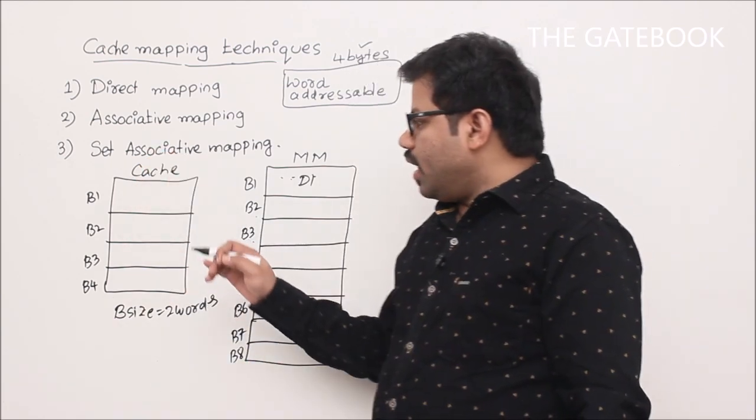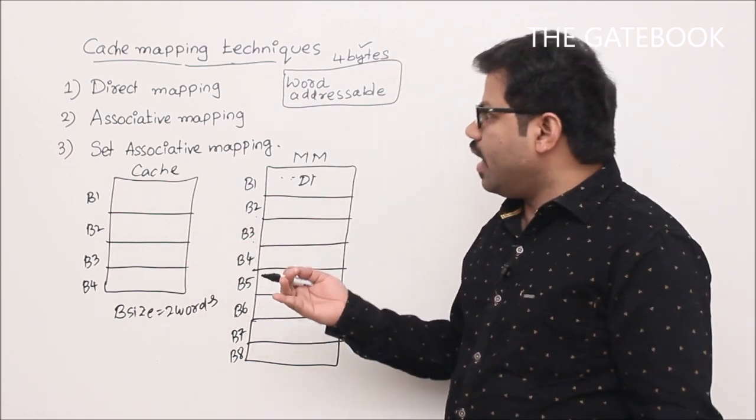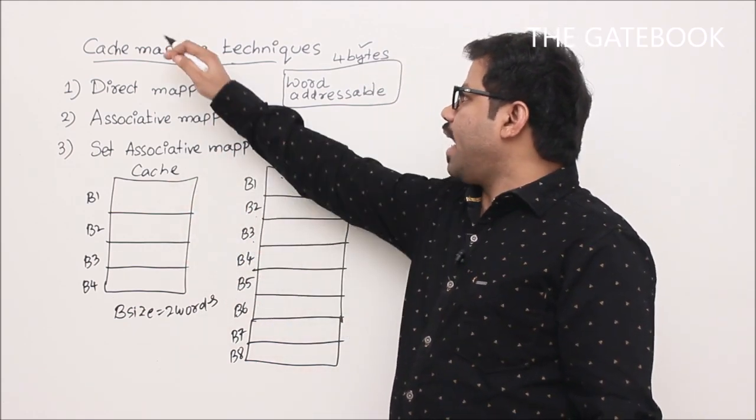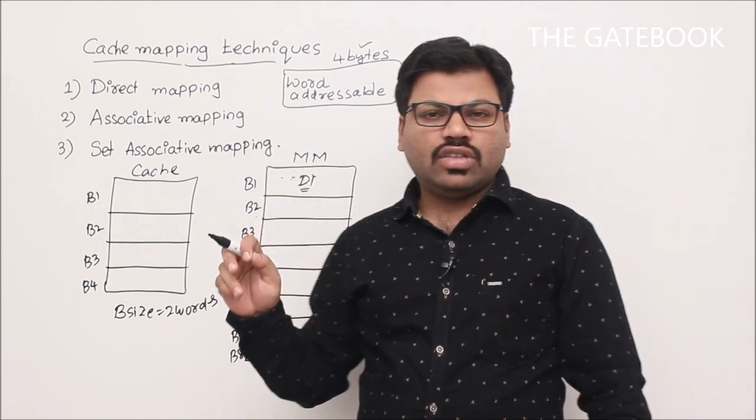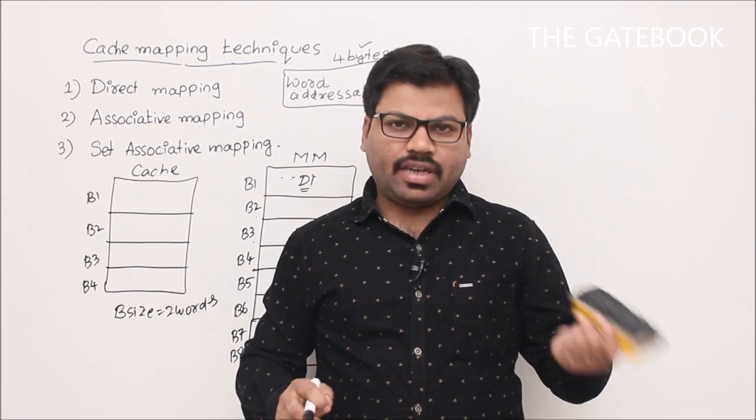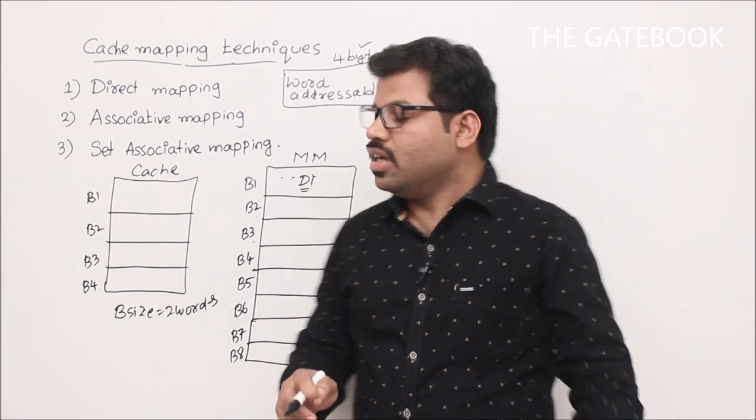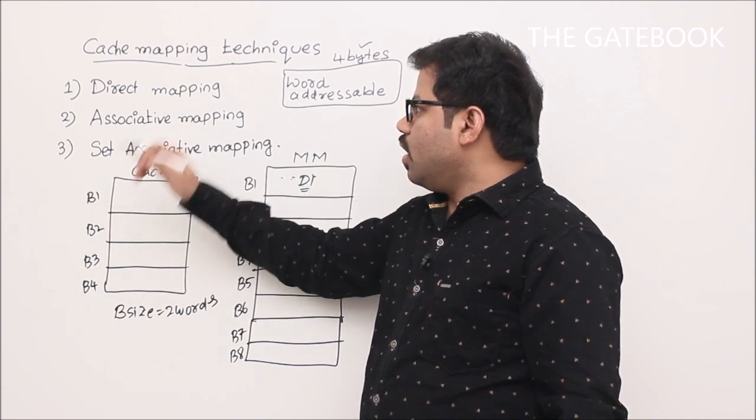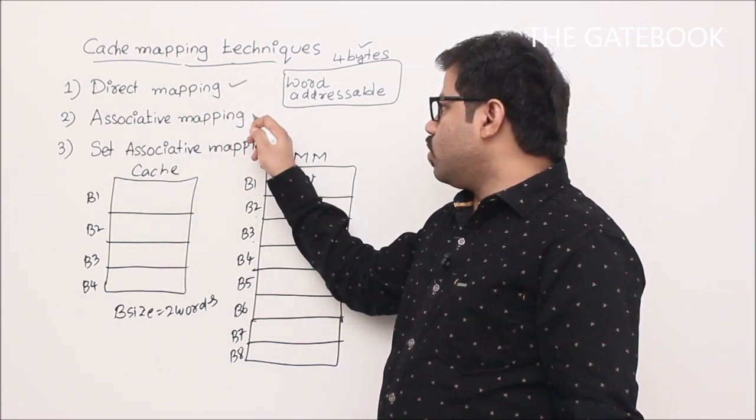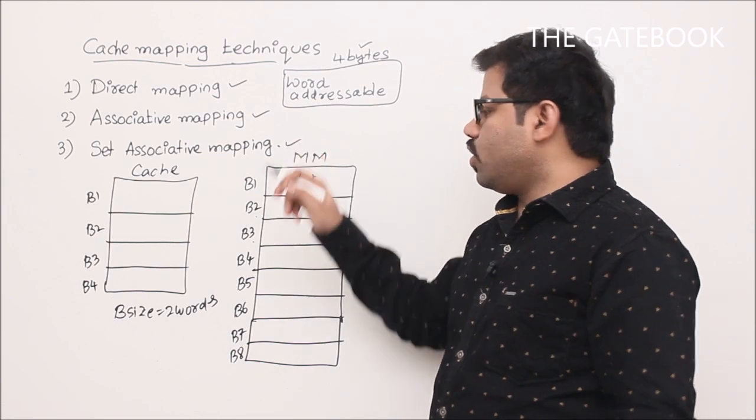Then there are so many possibilities. One idea is direct mapping. These are all called cache mapping techniques. How you map D1, that means where D1 should go. That question's answer is the mapping technique. It depends on the mapping technique. So there are basically 3 possible mapping techniques. One is direct mapping, second one associative mapping, third one is set associative mapping.